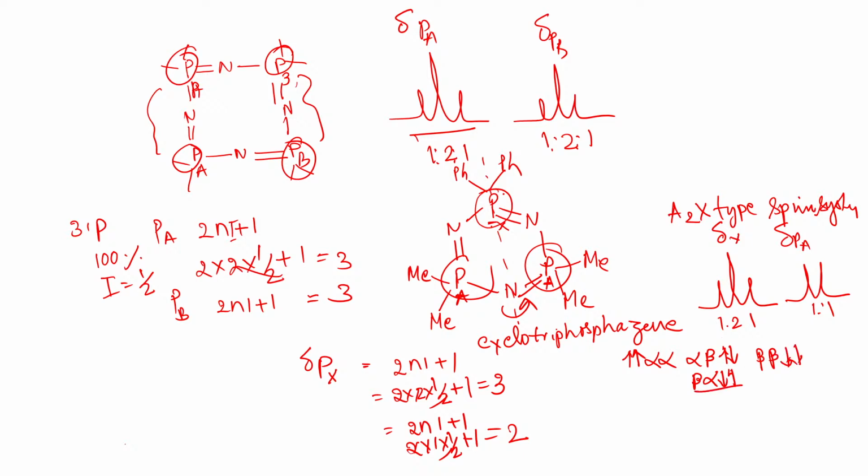Now these two are degenerate. Now this is 1, this is 2, and this is 1. This is how you get 1:2:1.